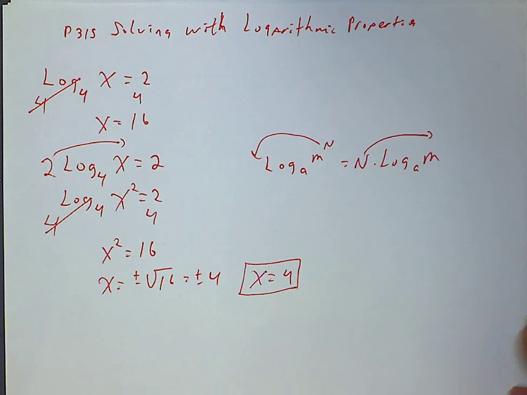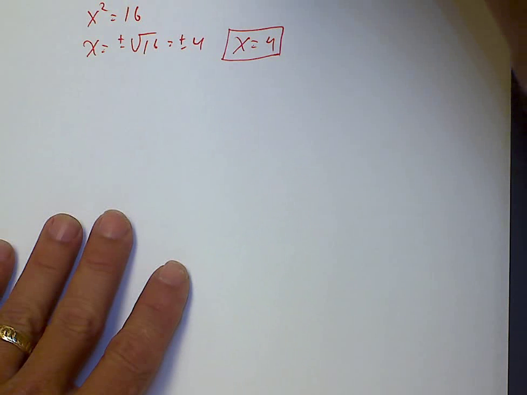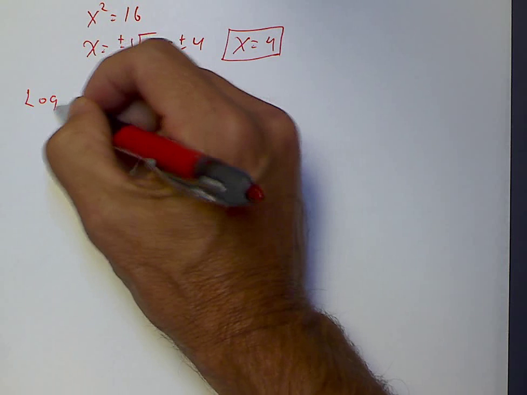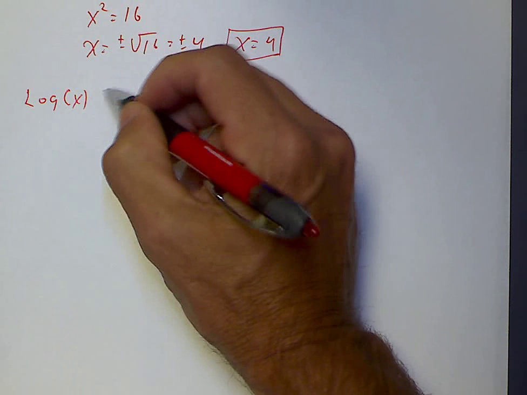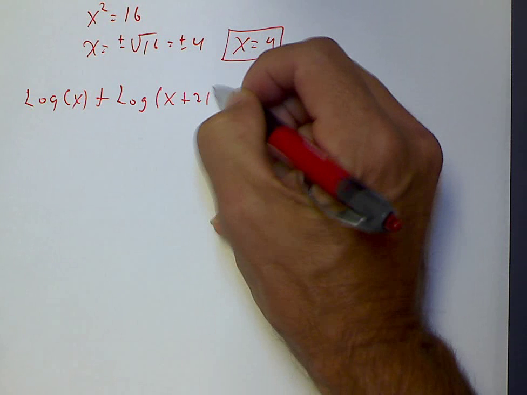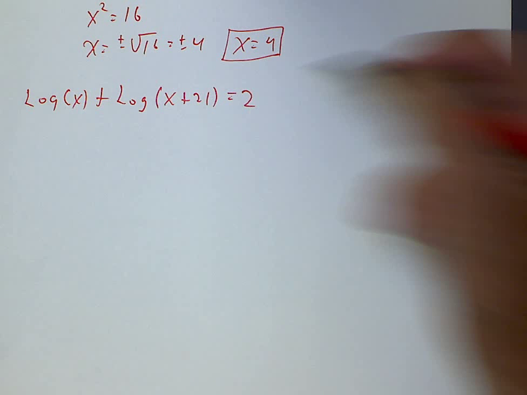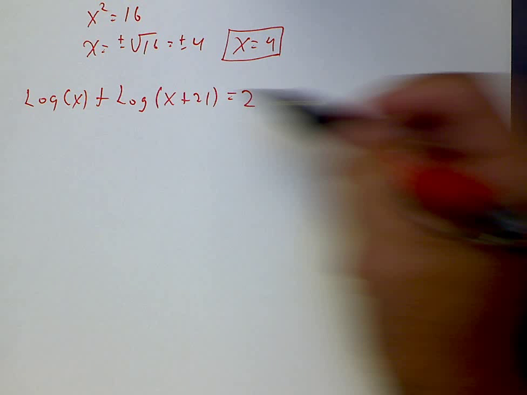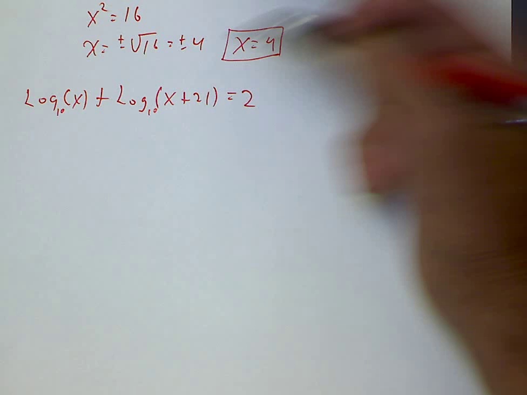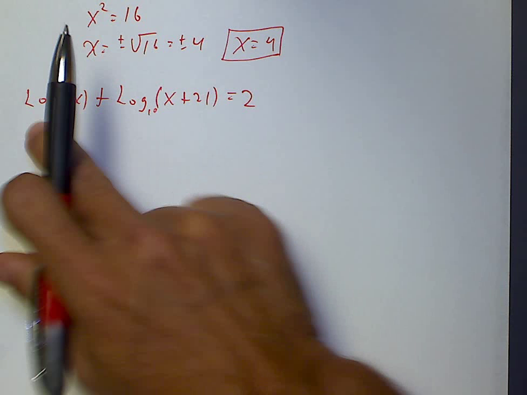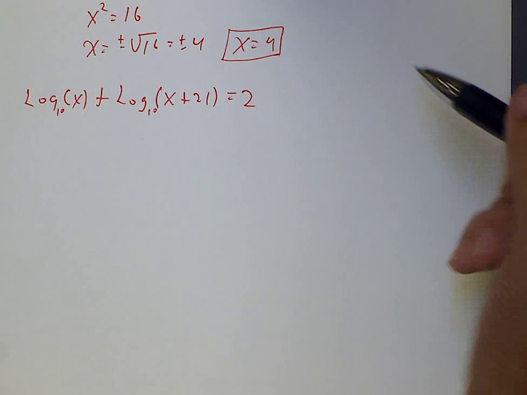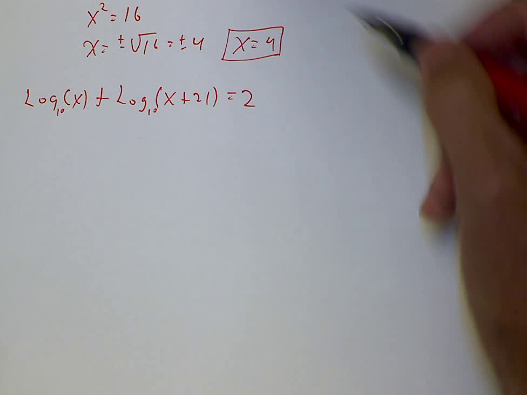Continuing, what if we had a problem like this? Log of x plus log of x plus 21 equals 2. Now remember, log with nothing under it is really log base 10. I can't say 10 to the power of log plus log. I have to get down to one log before I can do that. But what I can do is use the fact it's an addition problem and rewrite it this way.